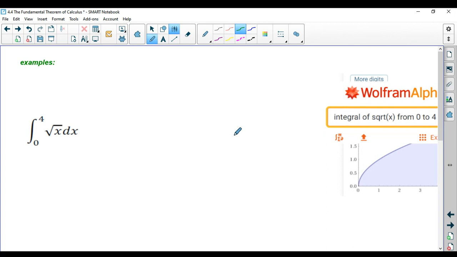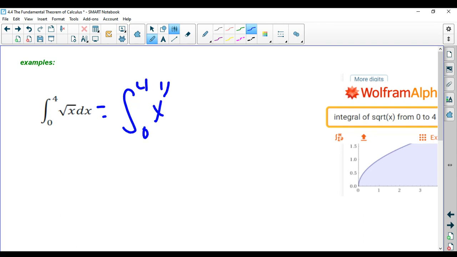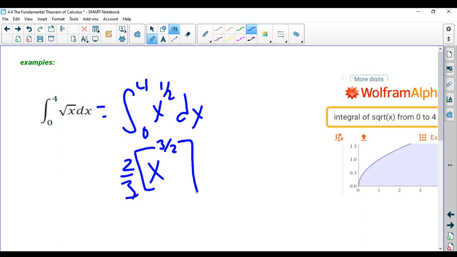The integral of the square root of x from 0 to 4. First thing we do is remember that this is x to the 1/2. Integrate it, which means you add 1 to the exponent, which is 3/2, and then multiply by 2/3, and then evaluate it from 0 to 4.